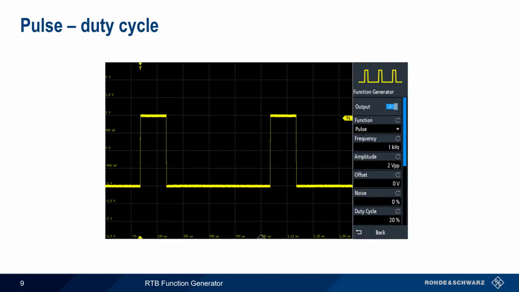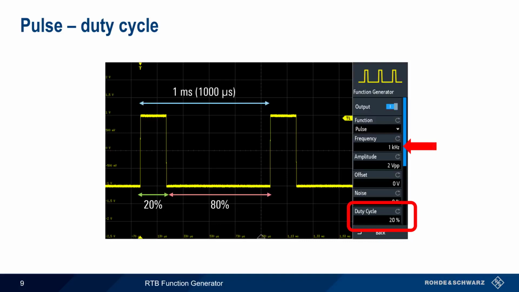There are two special parameters when it comes to configuring pulsed signals, the first of which is duty cycle. A 20% duty cycle, as shown here, means that the pulse is on for 20% of the time and off for 80% of the time. Since our frequency is 1 kHz, this means our total period of 1 millisecond contains 200 microseconds of on time and 800 microseconds of off time.